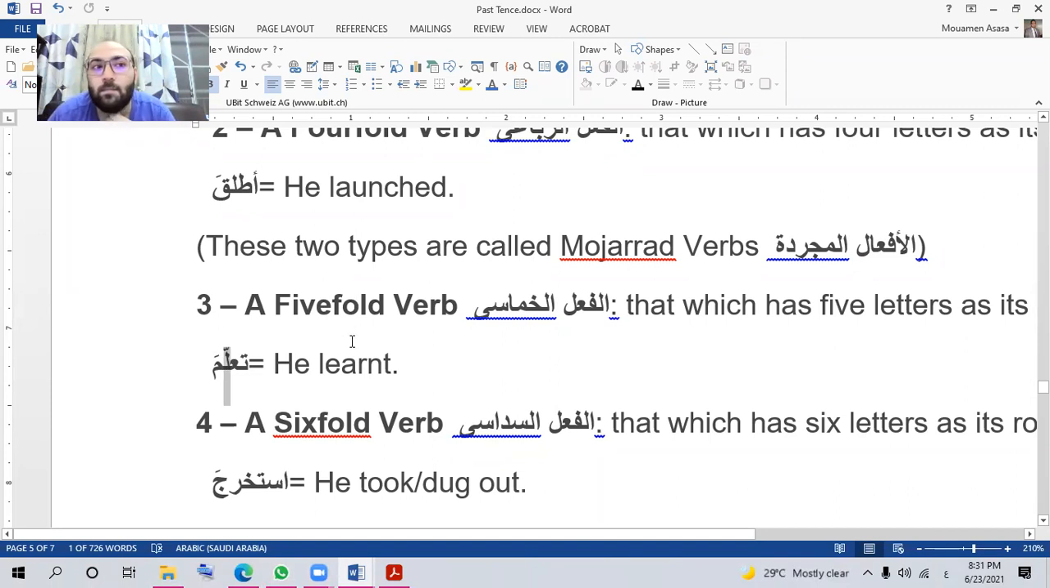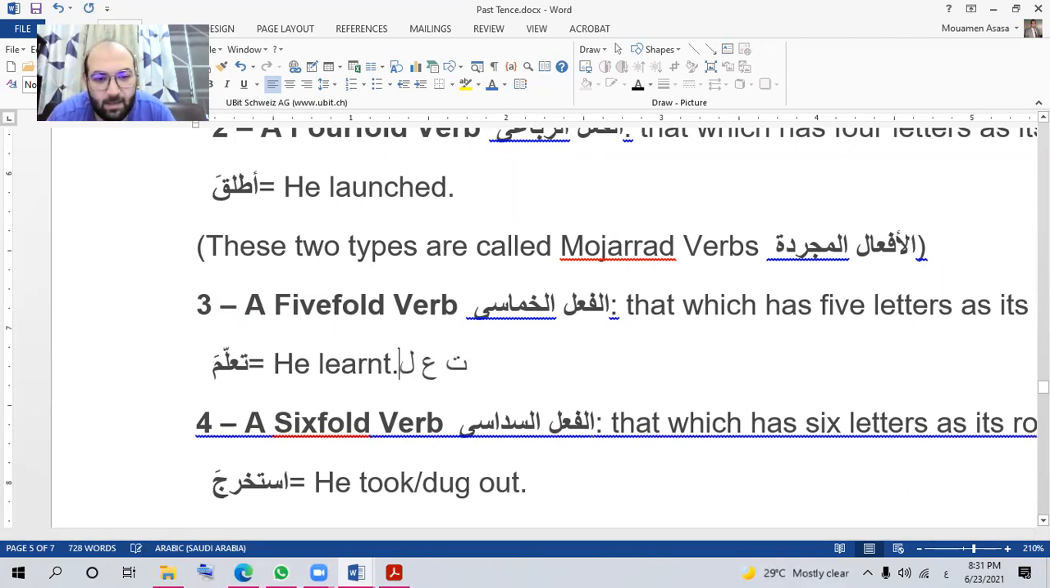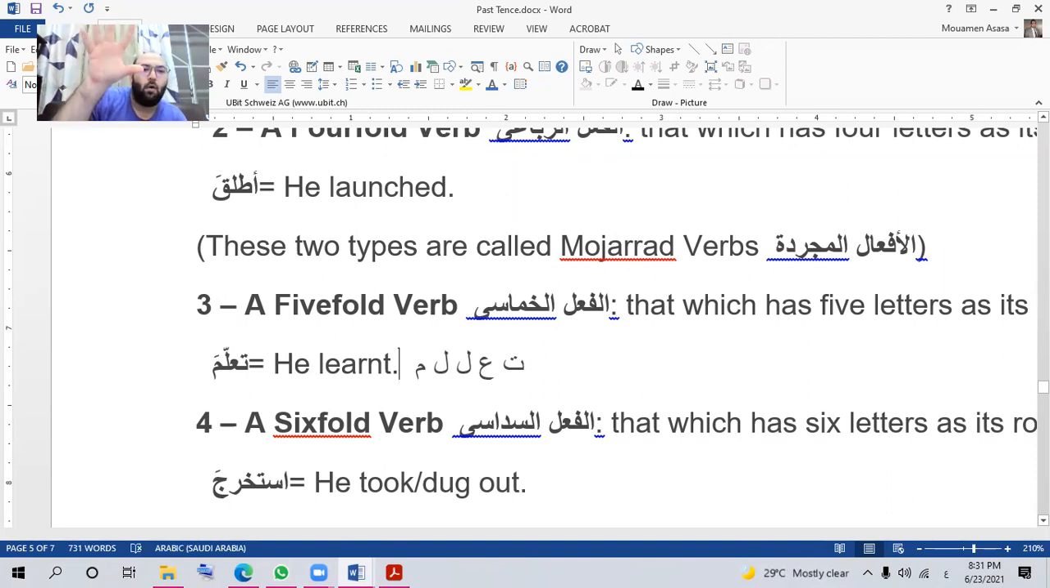Ustaz, if it's 5 letters, I don't get it. Can you just narrate it or write it out? Ta, ain, lam, lam, is it? This is shadda, so that means there are 2 lam. Okay, 1, 2, 3, 4, 5: ta, ain, lam, lam, mim. تعلم. Yes, okay. This is الفعل الخماسي, the 5-fold verb. That means the verb has 5 letters.